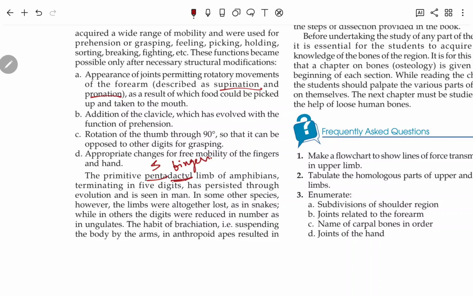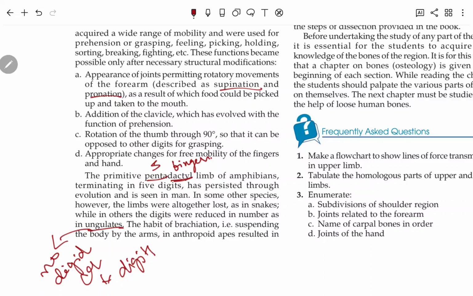Terminating in 5 digits has persisted through evolution and is seen in man. In some other species, however, the limbs were altogether lost, as in snakes, and the digits were reduced in number, as in ungulates. No digits or reduced digits.